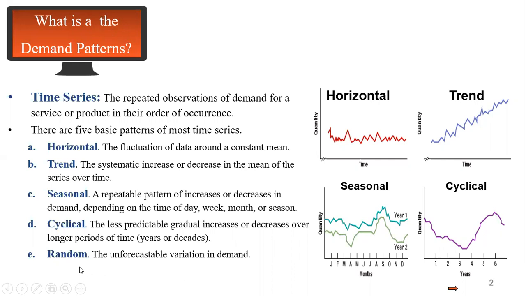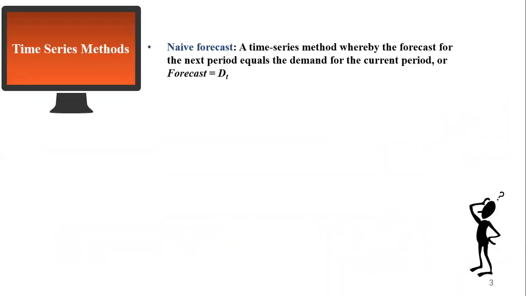The random is unforecastable, which means it cannot be determined. All of a sudden it increases and all of a sudden it decreases, and this is uncertain demand. So for the time series, we have different techniques to estimate the demand.